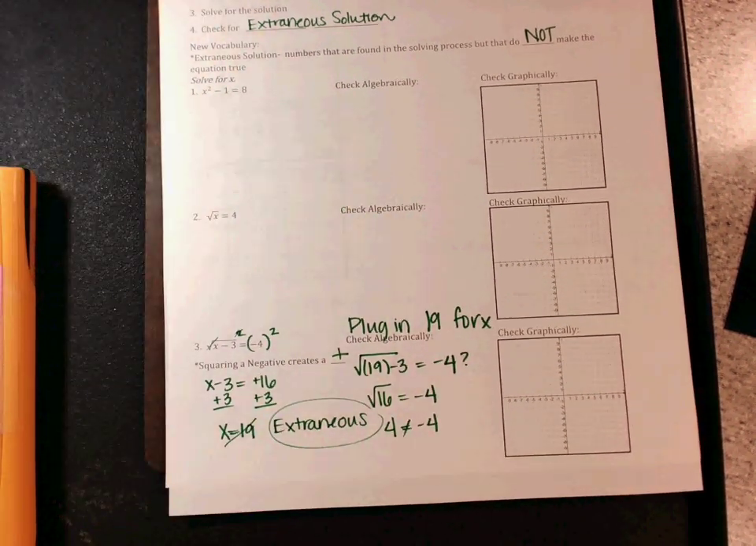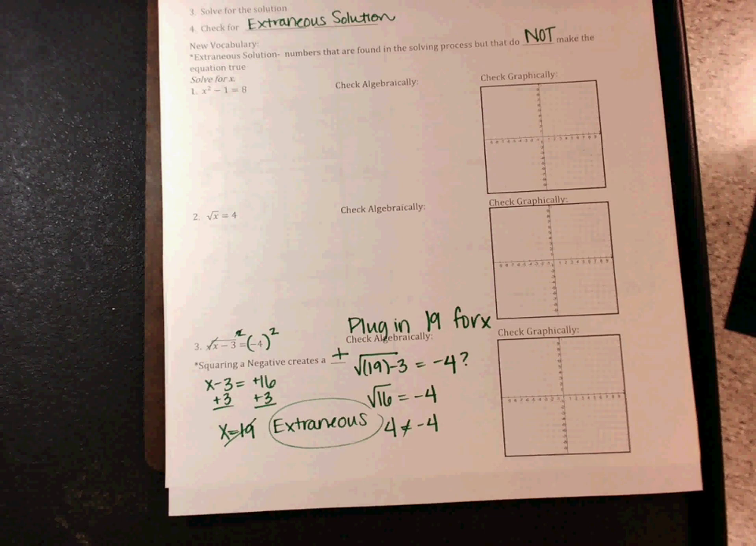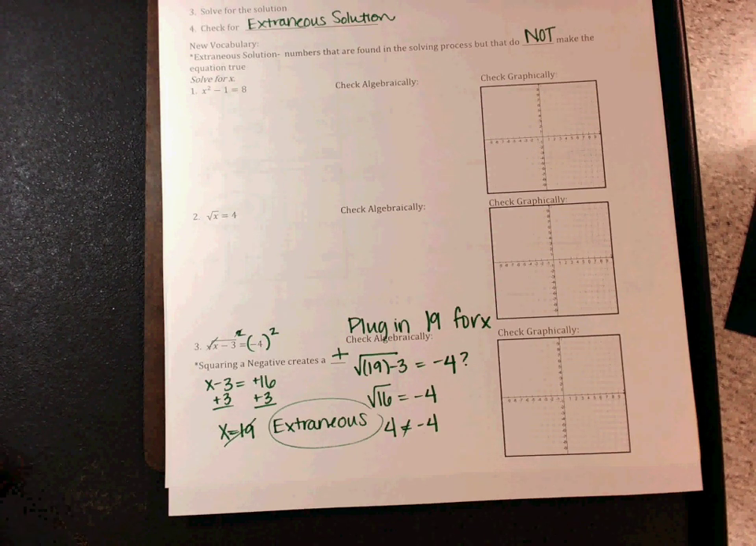So an extraneous solution is a number that, when you go through the solving process, comes up like it's an answer, but then when you check it, it didn't actually work. Now I'm going to show you how to confirm graphically that it's extraneous.